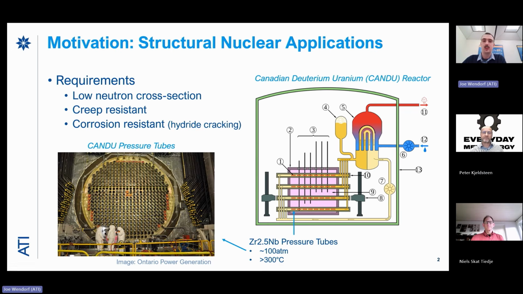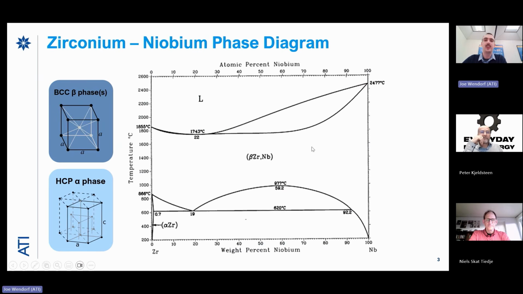All right, so we can get into the metallurgy now if you're ready. Yes, we are so ready. All right, so let's start with the zirconium niobium phase diagram.